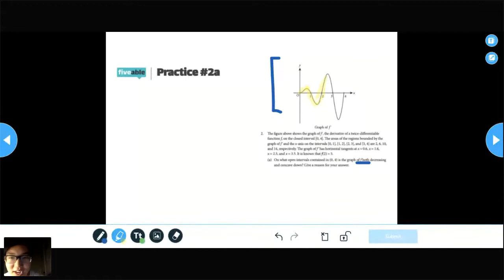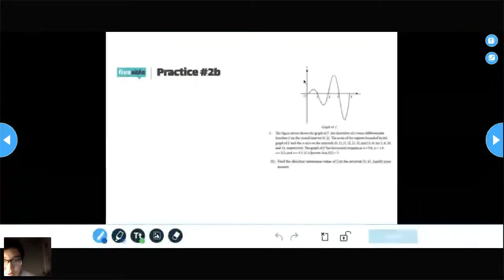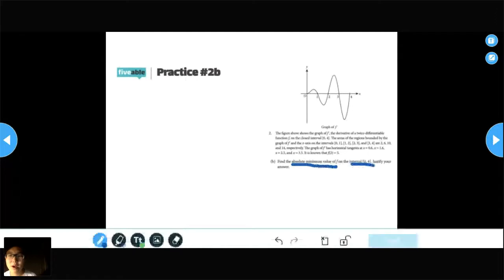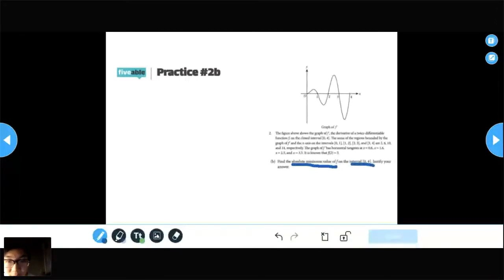Okay, let's do the next part of the practice, which we'll be doing together. So now we have this graph and it asks us for the absolute minimum value for f on the interval from 0 to 4. So for absolute minimum, what do we have to test? What's important? We have to find where the first derivative is equal to 0, but also what?